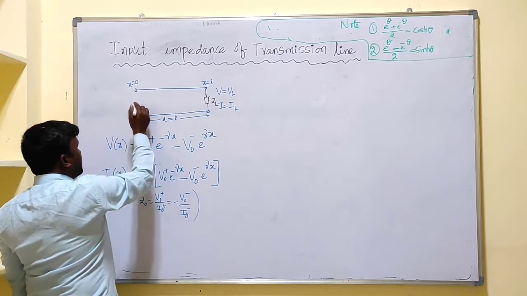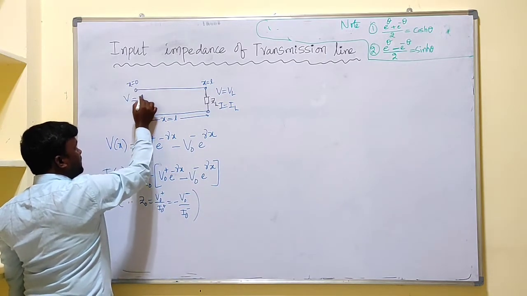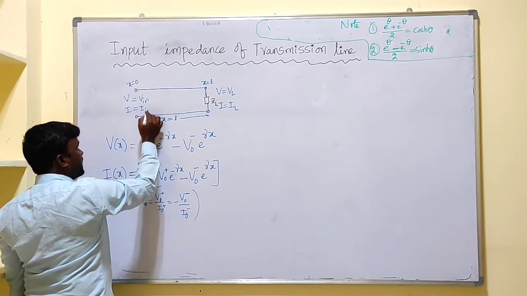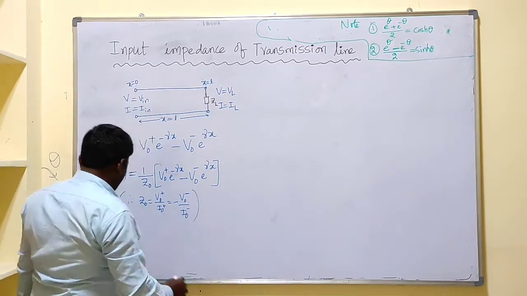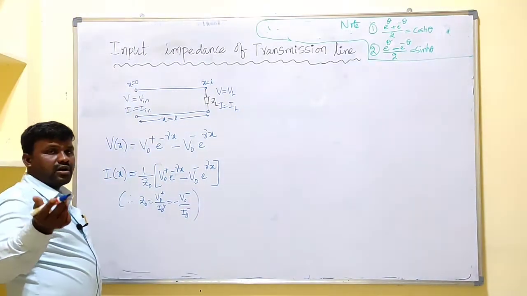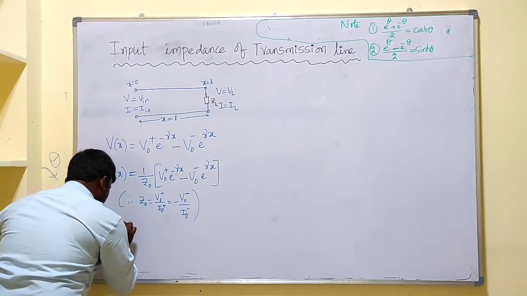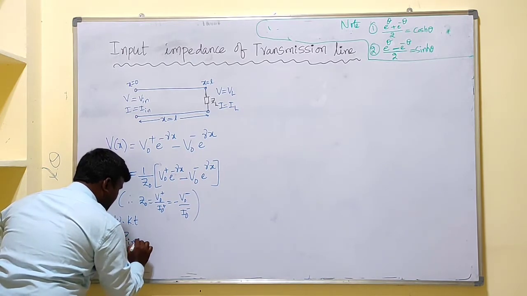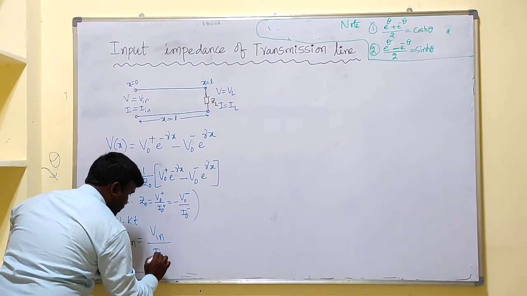And at the input end, V of x equal to 0 gives VIN, and I of x equal to 0 gives IIN. What we require is the input impedance of the transmission line. Impedance is defined as the ratio of voltage to the current. As it is input impedance, ZIN equal to VIN by IIN.